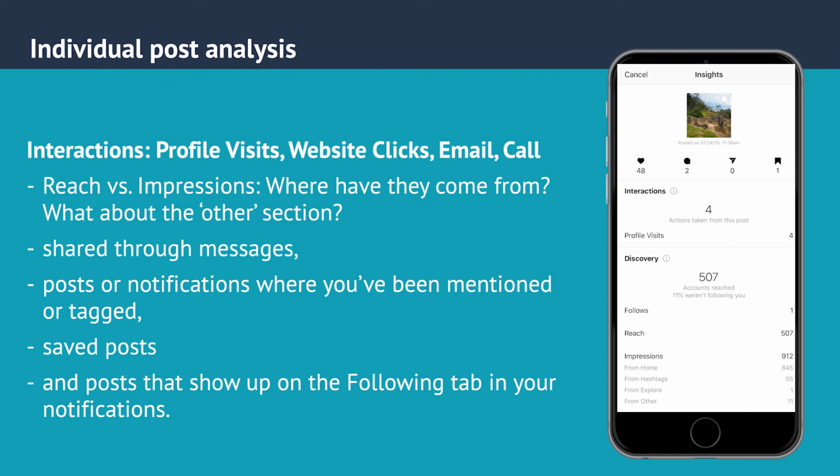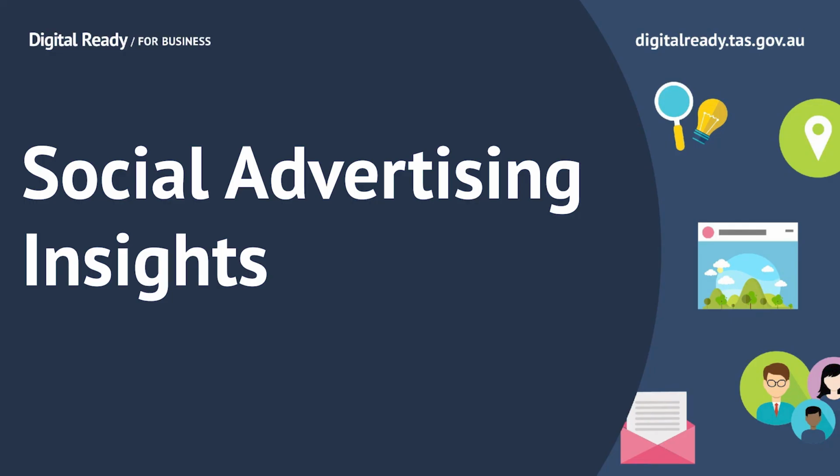And we can drill down to individual posts to see how they have gone. I won't read all of those, but the important ones there are reach versus impressions, and any that you've received notifications on. So not a whole lot of data, but if you've had a post that's gone particularly well, this would be a great place to go to see what has happened and see if you can understand why, so you can then replicate that post.